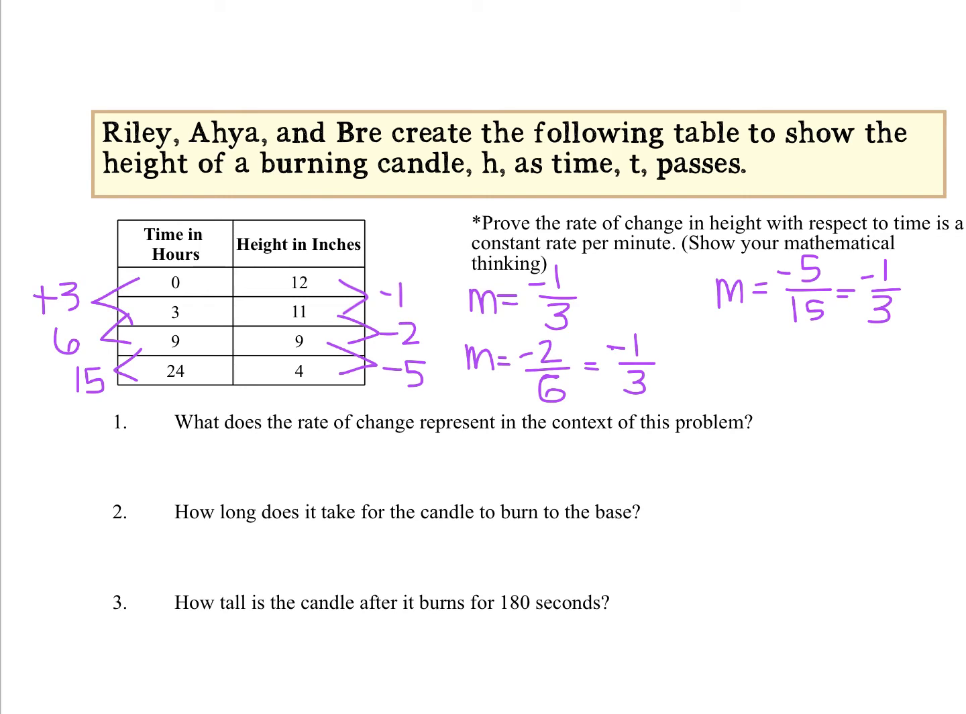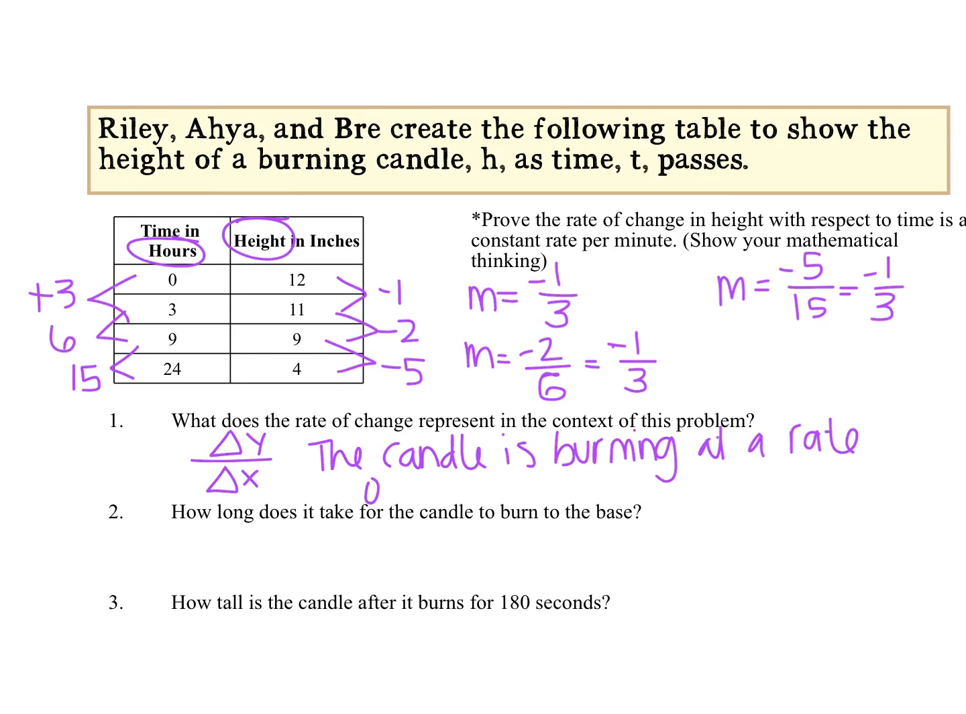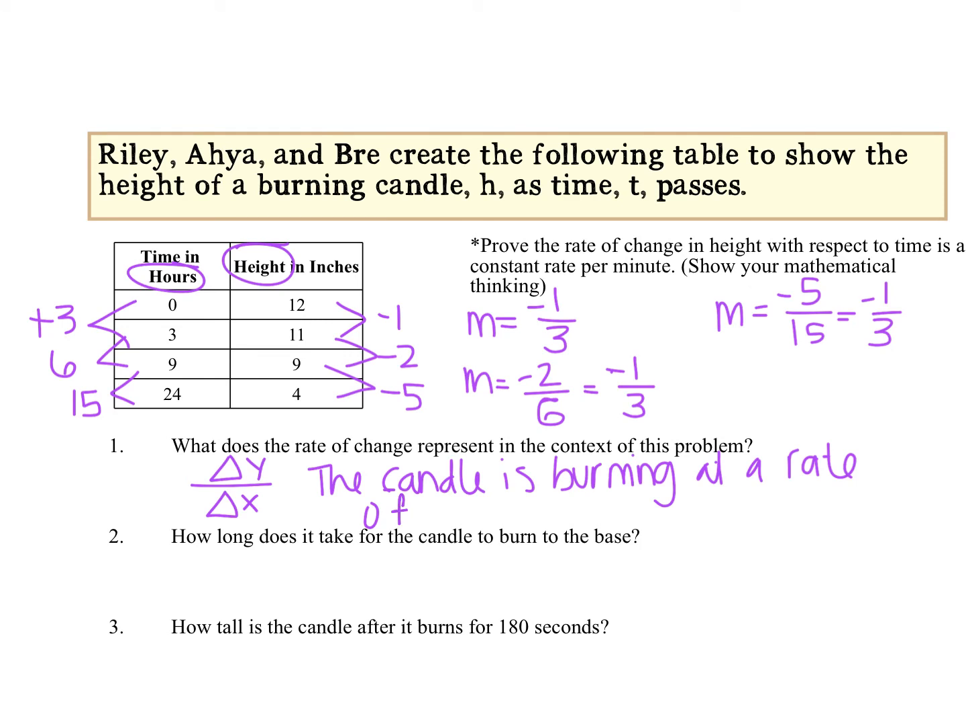So what does the rate of change represent in the context of this problem? Well, it's the change in y over the change in x. Well, y is height and x is hours. So what this means is the candle is burning at a rate of 1 inch per 3 hours, because it's 1 over 3.